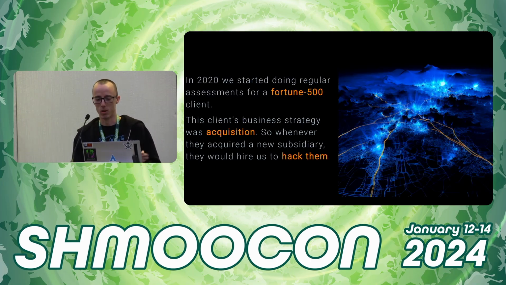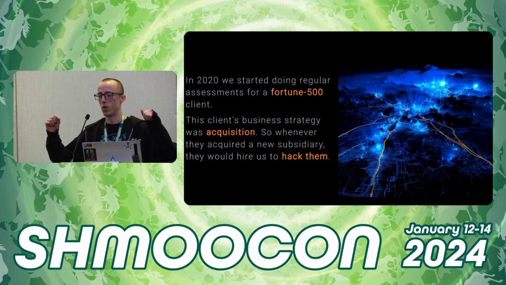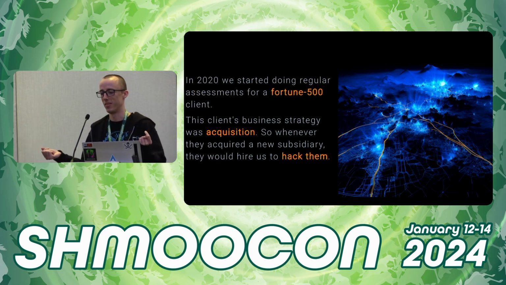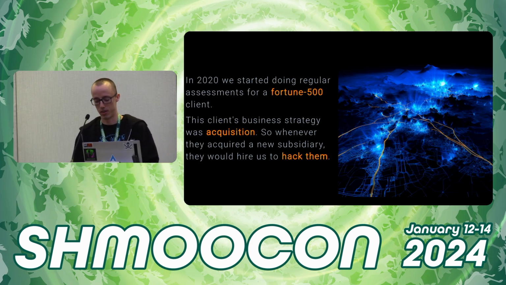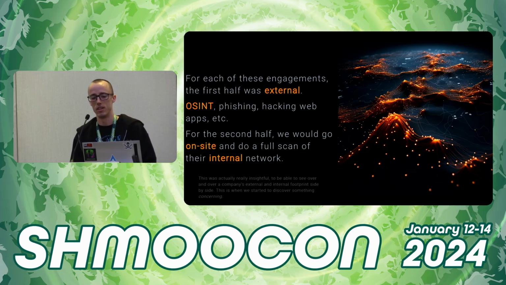So rewind to 2020. We at Black Lantern had just started doing regular assessments for a Fortune 500 client. This client's business strategy was to acquire other companies. So whenever they had an acquisition, they would hire us to hack their new subsidiary and see how secure they were. We did a lot of these assessments where the first half was external. We'd do OSINT, phishing, hacking web apps, that kind of thing. And then for the second half, they'd send us on site and we'd do an internal pen test.